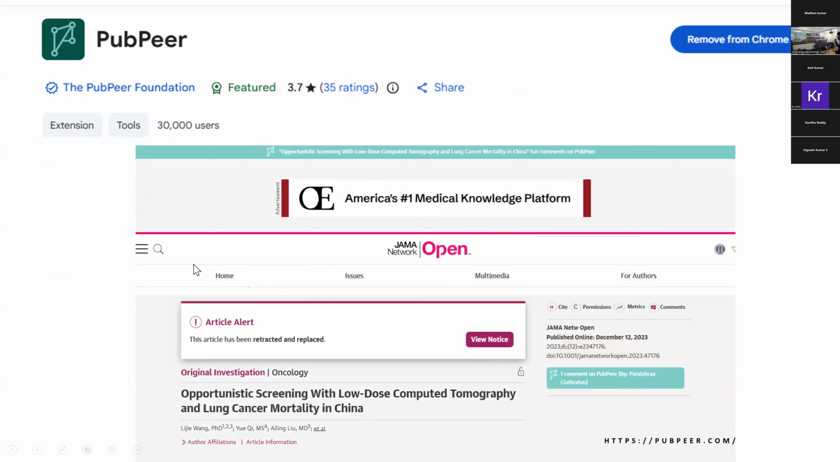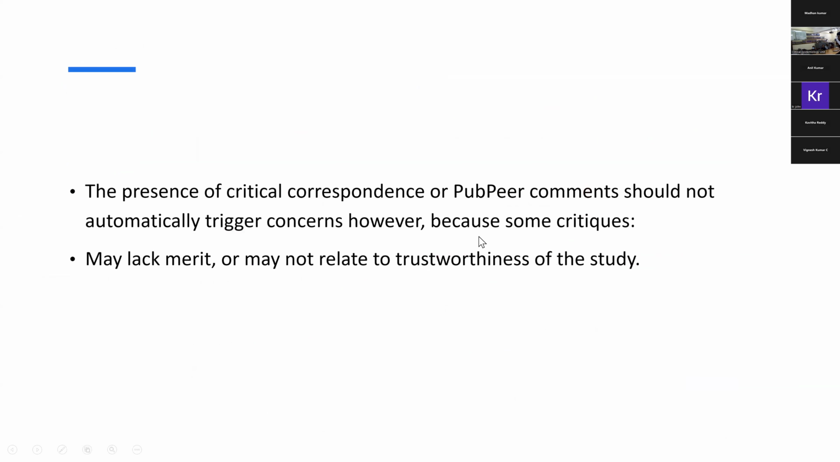So this is one useful tool which we can use to routinely check for any expressions of concern for any of the articles that we are planning to critically appraise. But just because there is a comment on PubPeer about an article, it does not amount to misconduct, because it is an anonymous tool and anyone can put up comments about any study, and they need not disclose their level of expertise. So we should also go into detail about the comment and verify ourselves whether the comment is legitimate or not.